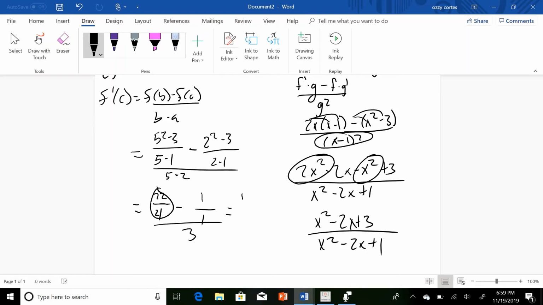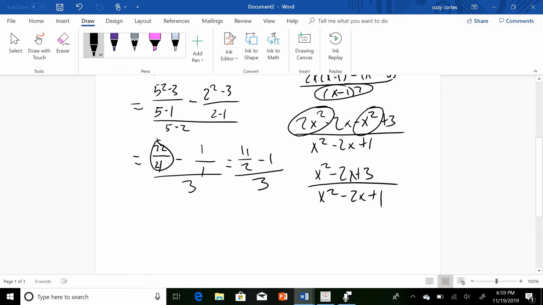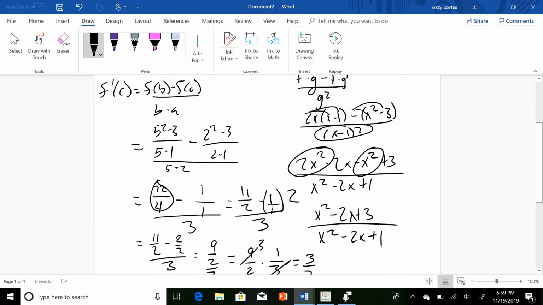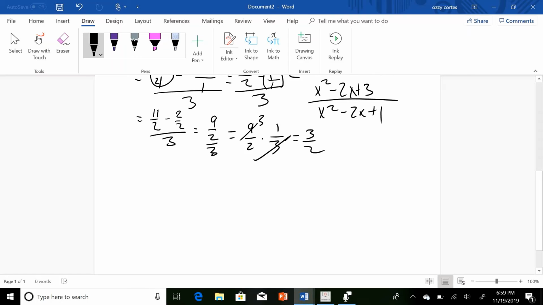And to make this easier, we can actually write that as 11 over 2 minus 1 over 3. So here in this step, we would have to combine this, and we would do so by putting it over 1 and multiplying by 2. So we end up with 11 over 2 minus 2 over 2, all over 3. So that gives us 9 over 2 over 3, and we keep, change, flip. So 9 over 2 times 1 over 3. This cancels, and this becomes a 3. So our final answer for f of b minus f of a over b minus a is 3 over 2.